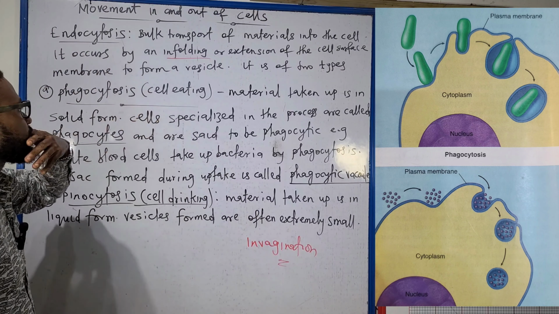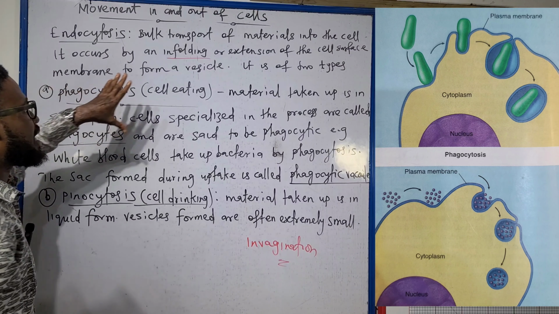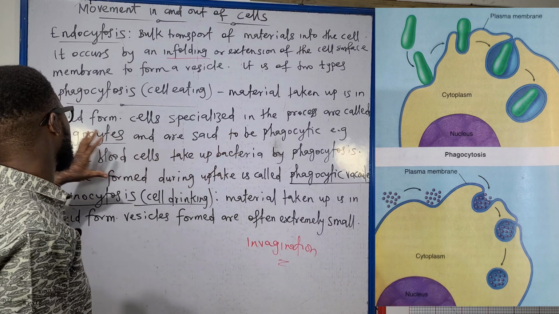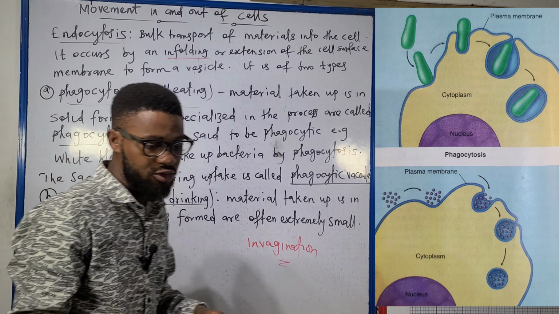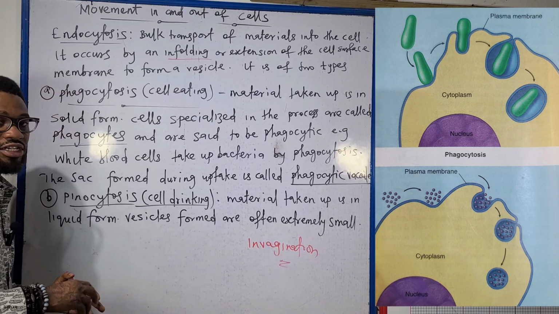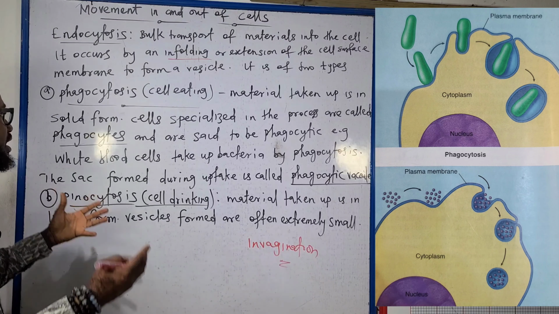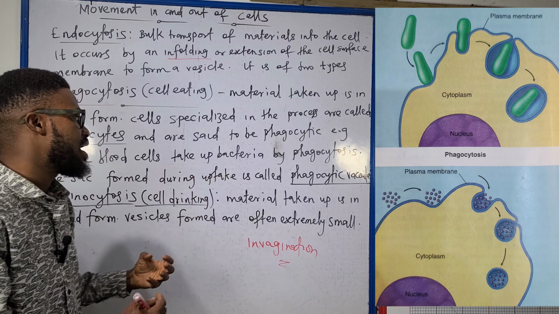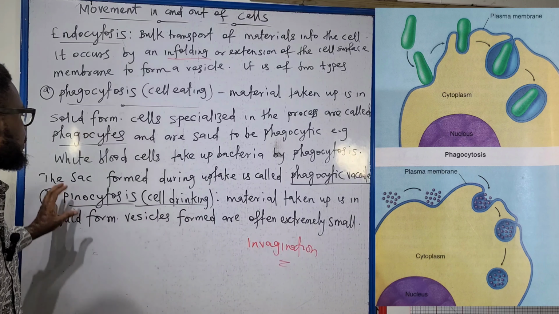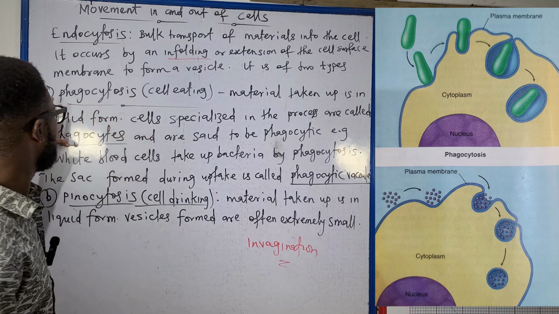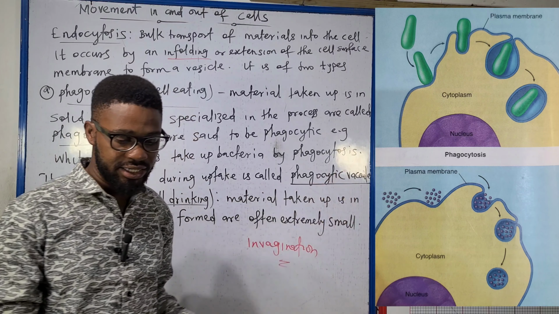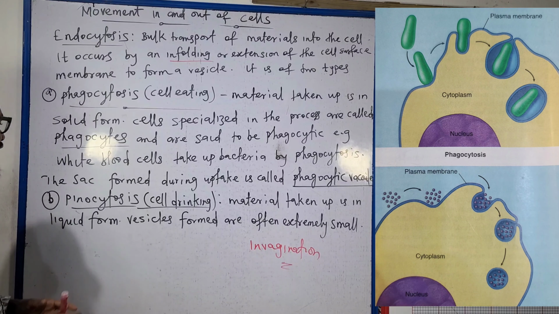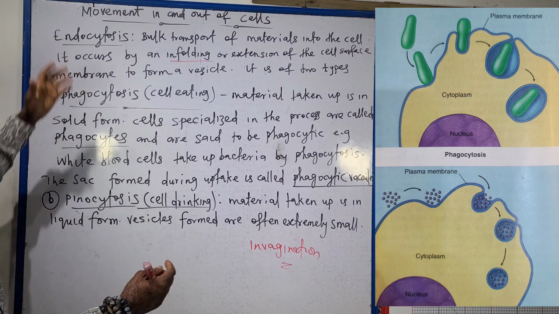Intake. Now, endocytosis is of 2 types. We have phagocytosis, that's cell eating. Material here is taken up in form of solid. Cells specialized in this process are called phagocytes. A very good example of phagocytes are the white blood cells that are responsible for the body defense mechanism and are said to be phagocytic, e.g. white blood cells which take up bacteria by phagocytosis. The sac formed during phagocytic uptake is called phagocytic vacuole, as you would see in that diagram. That's your phagocytic vacuole.